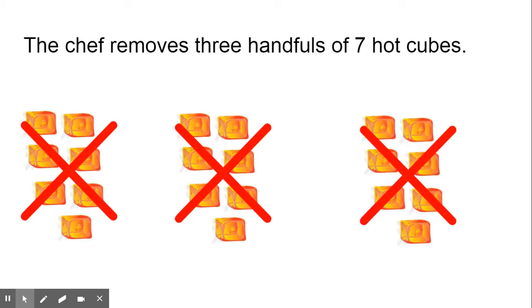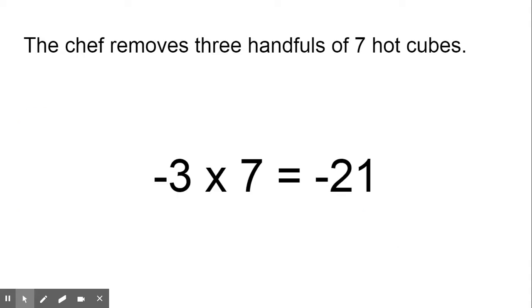Remember, the chefs can remove cubes too. What would happen if the chef removed 3 handfuls of 7 hot cubes? We can model this situation by negative 3 times 7. This time we're removing handfuls, so the 3 is negative. We've got 7 hot cubes in each handful, so we'll multiply by positive 7. Overall, our soup got 21 degrees colder.